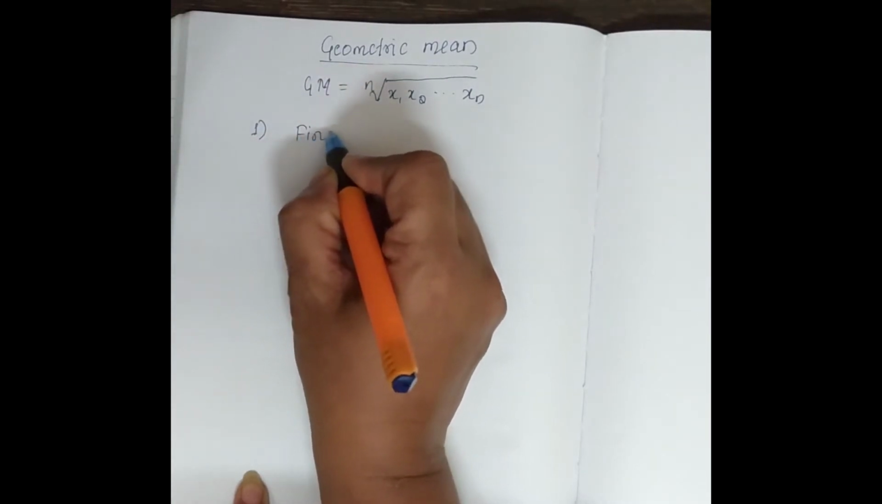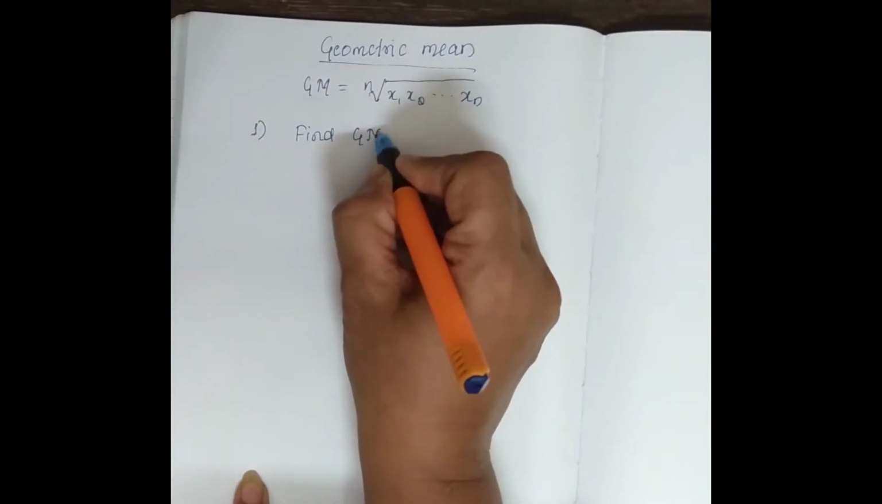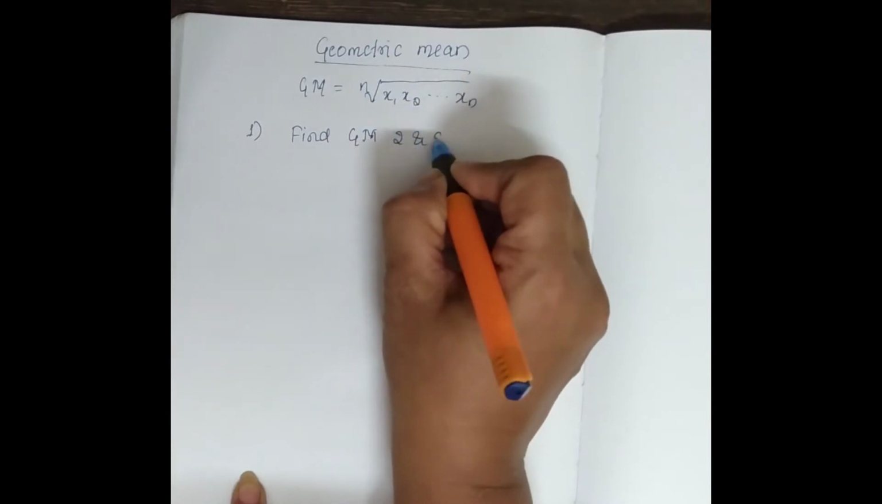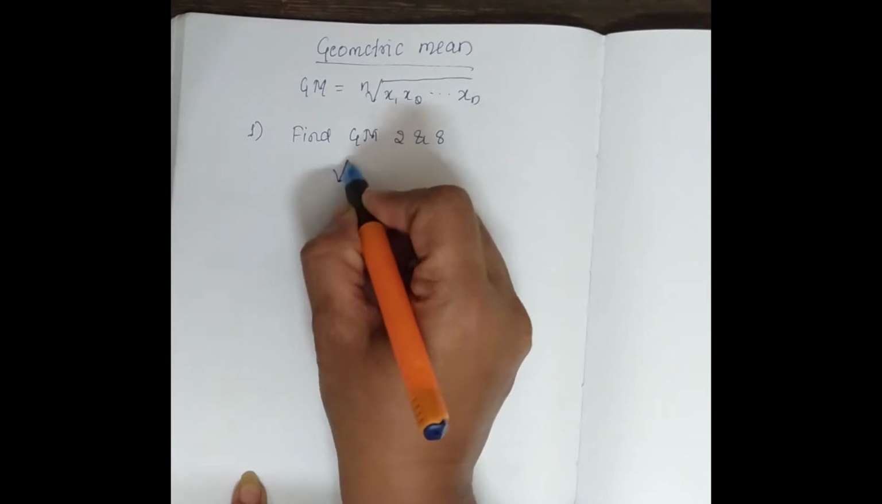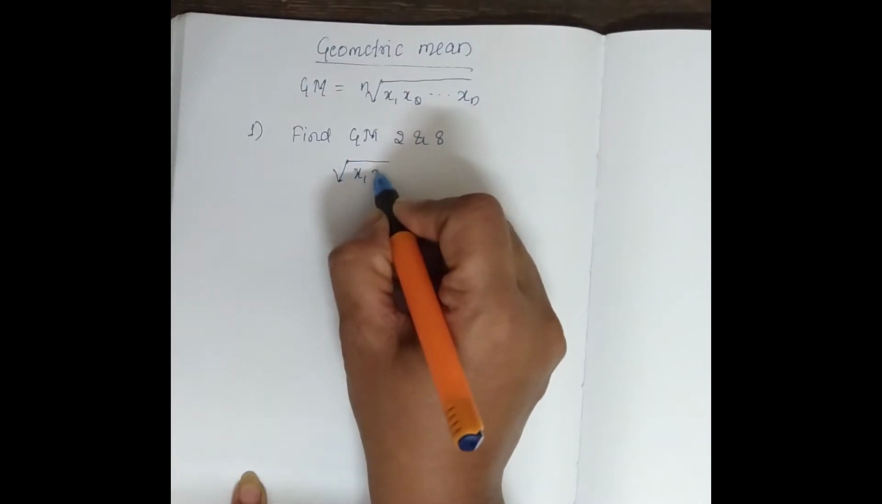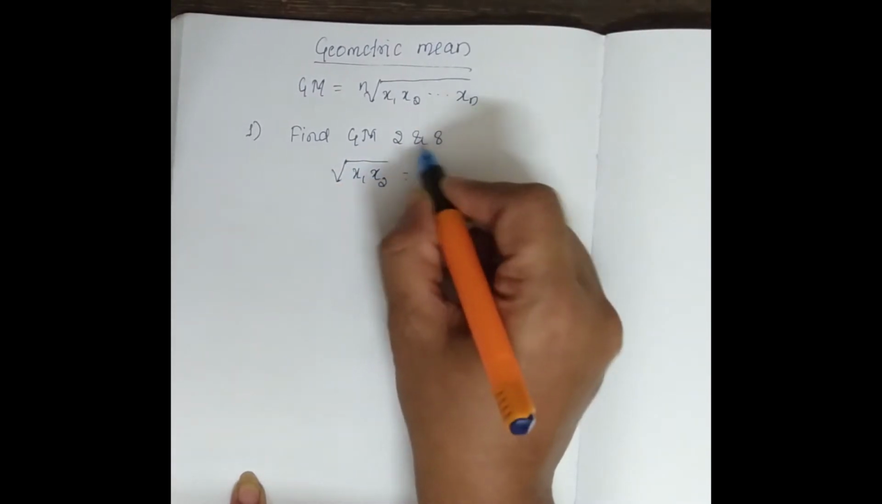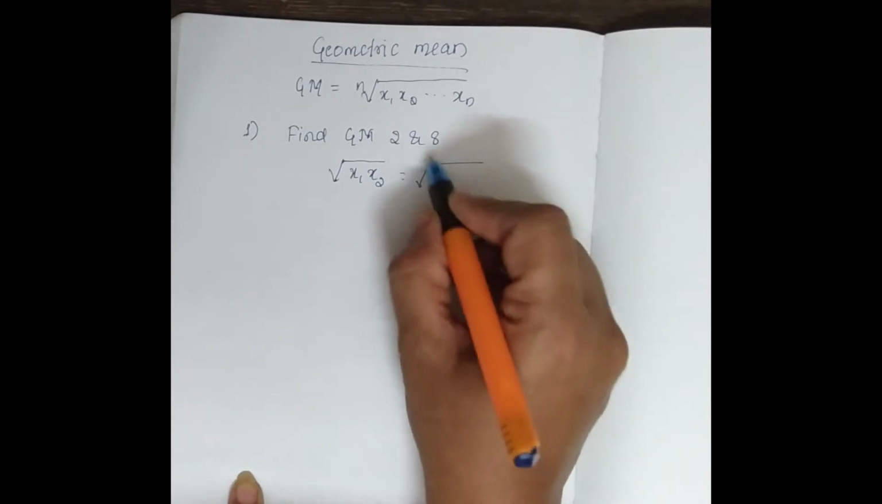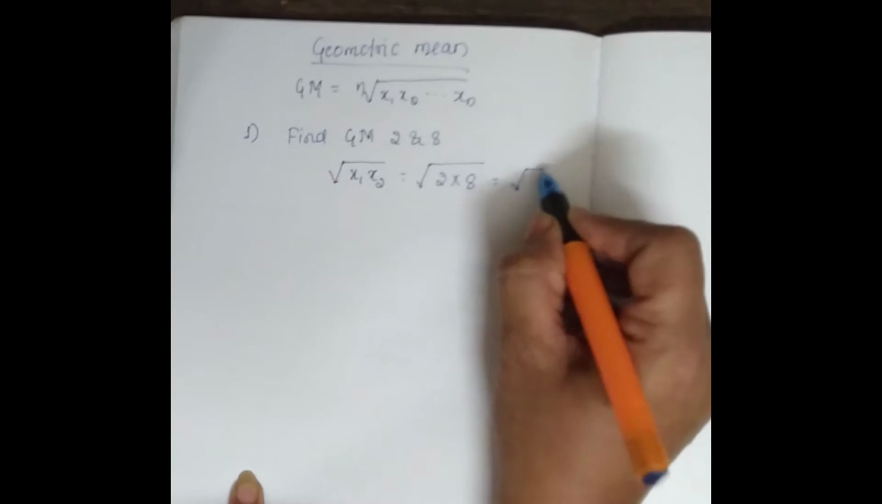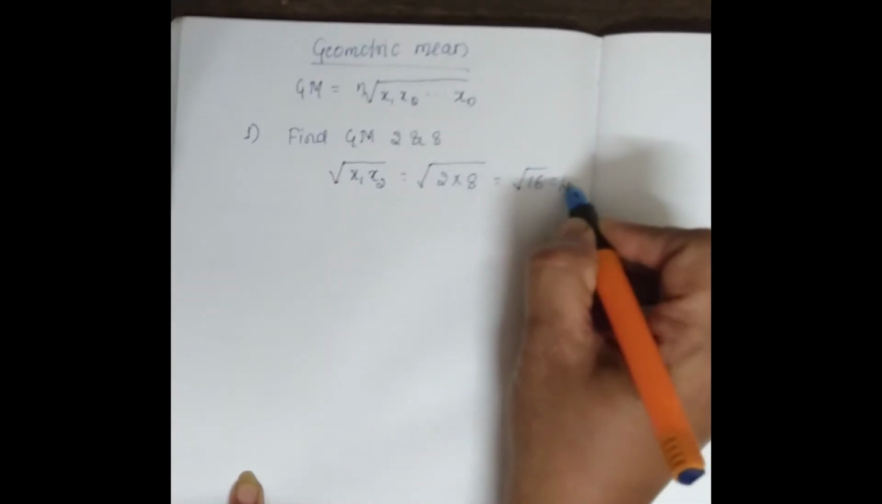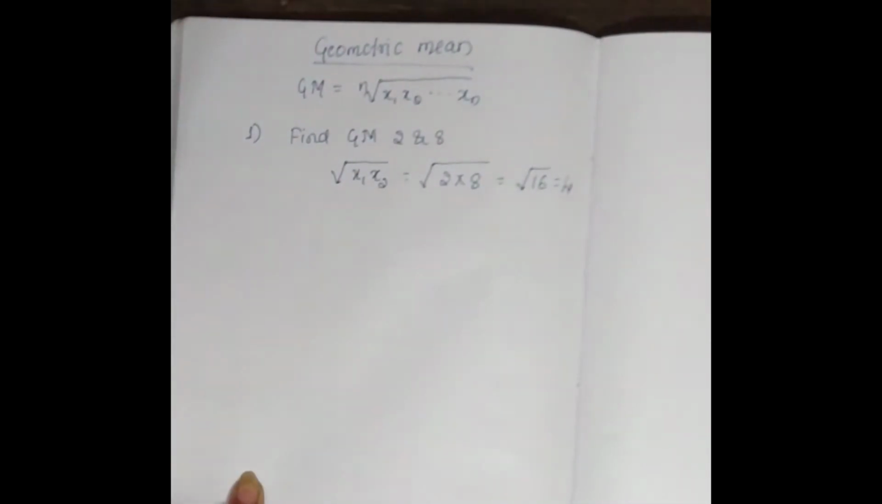Find the geometric mean of 2 and 8. You can calculate easily. It is the square root of x1 and x2, and x1 and x2 are the values given, 2 into 8, that is 16. The square root of 16 equals 4. That is the answer.